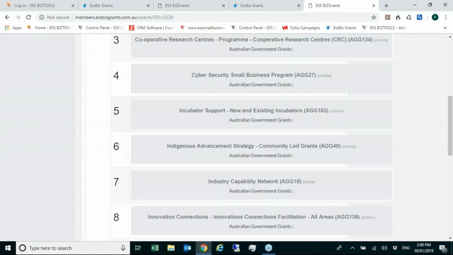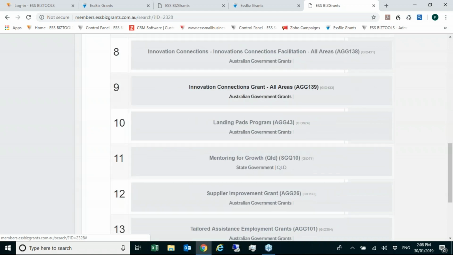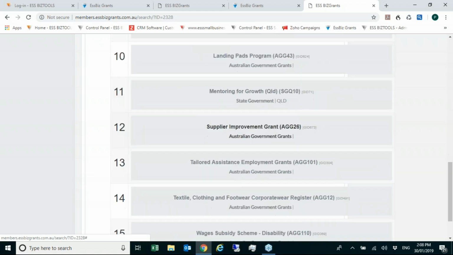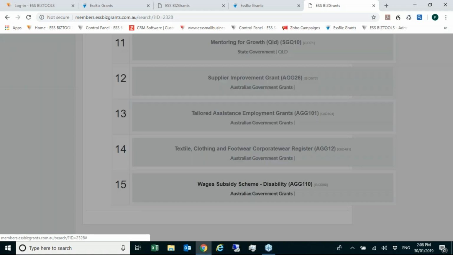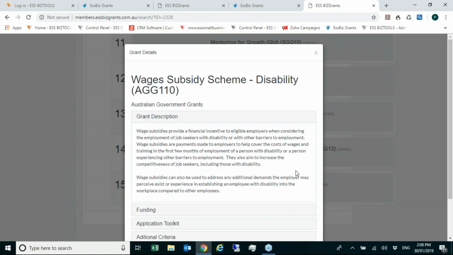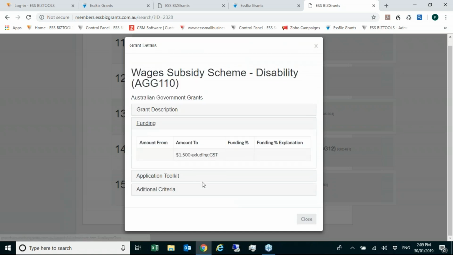I'll just find something here that might be of interest. This was a Queensland company, obviously, so a lot of them are. Okay, so we go to the wages scheme, disability. You always get an executive summary. This is what this grant's all about. So read that and say, oh yeah, that might be of interest to this client. We have an indicator of what the funding is, and obviously that varies. It could be $1 million or it could be $1,500.